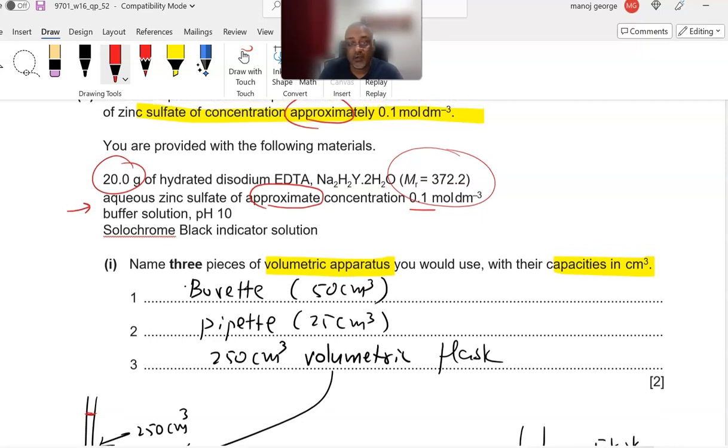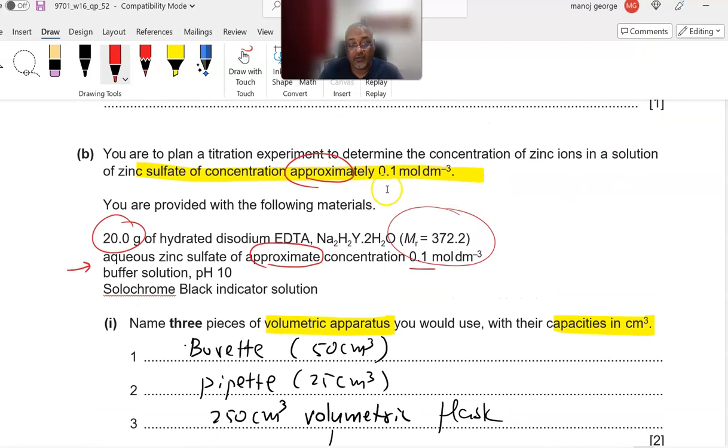Now, the next question talks about the approximate concentration of zinc sulfate, 0.1, but it's only an approximate concentration, so our job is to figure out the actual concentration. They're giving you 20 grams of EDTA. The Mr of EDTA is already mentioned, and the pH value is mentioned as 10. The approximate concentration of zinc sulfate is mentioned as 0.1 mole per dm cube.